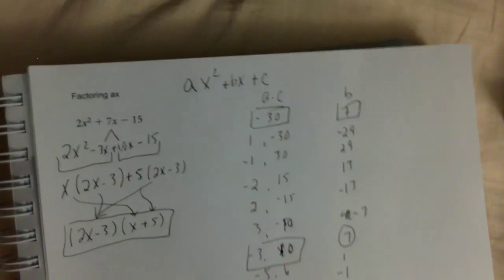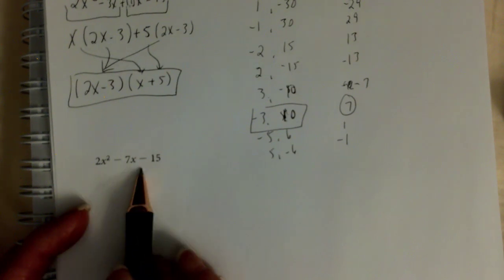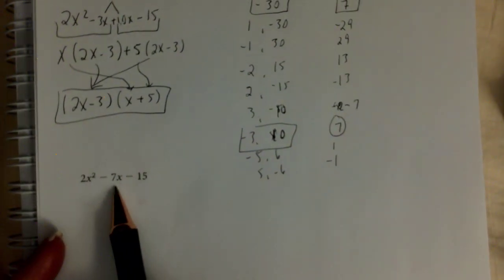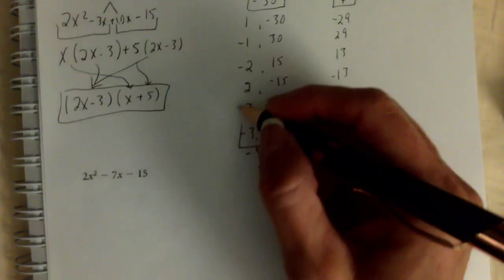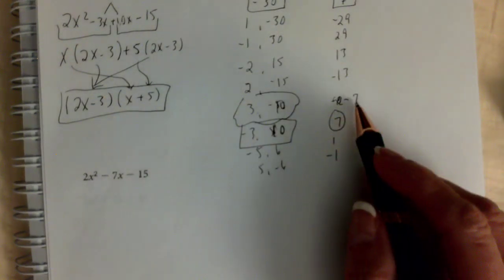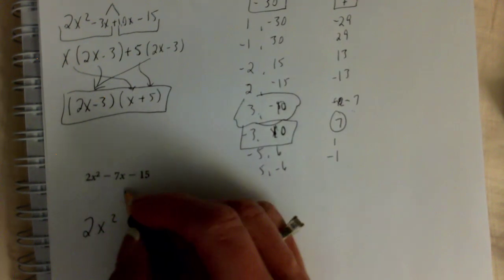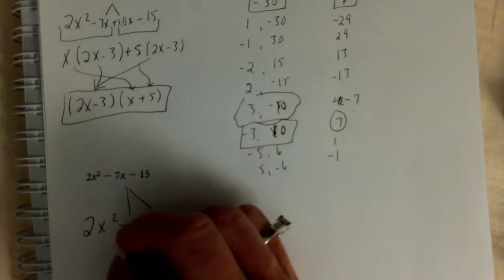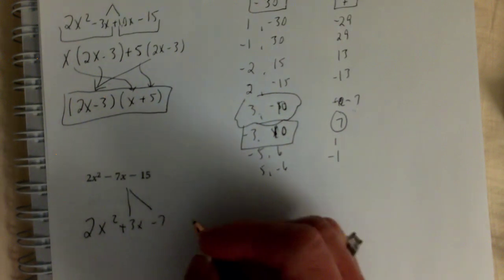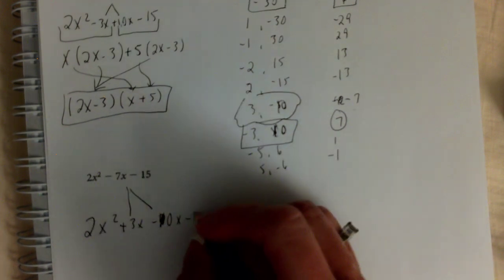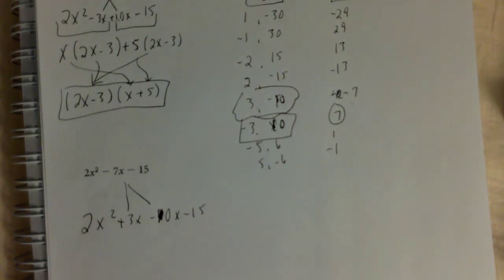Okay. I'd like to do another example. And the cool thing about this second example is, again, 2 times a negative 15 is what we're looking for. So we've already done those factor lists up here, but this time we want a negative 7. So this is the pair that we're doing here because we get a negative 7. So let's practice. We get 2x squared. We're going to rewrite the 7x as a positive 3x and a minus 10x minus 15. So take a minute and factor out what you can from the first 2 terms and the second 2 terms.